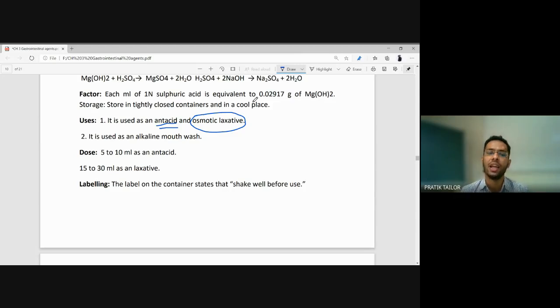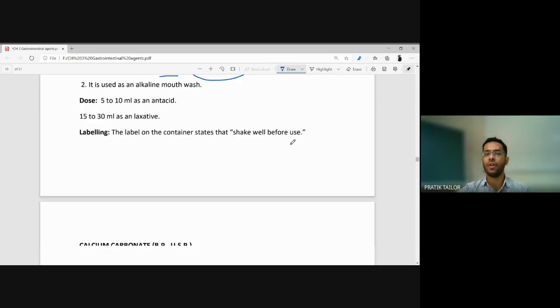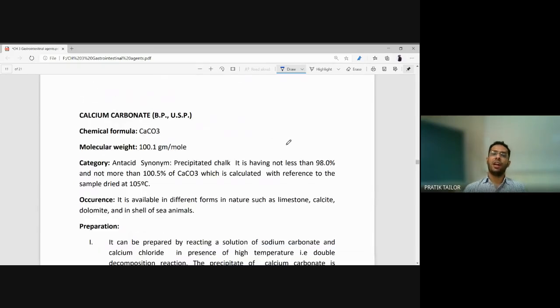That is why if you use it in a larger dose, it will act as a laxative. So you need to use it in a small dose for antacid. Okay. The label can say shake well before use, as it is a suspension. In all suspensions, the particles may settle down. That is why we use this shake well before use label.